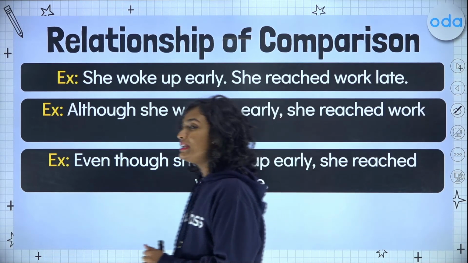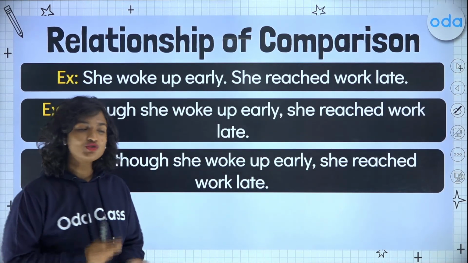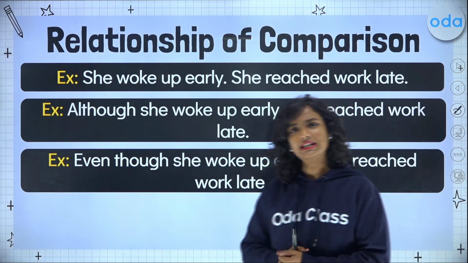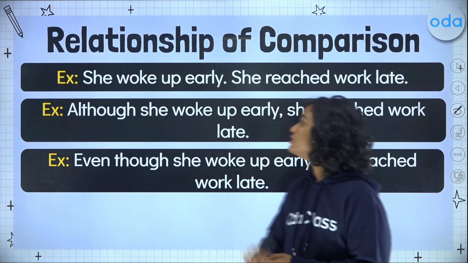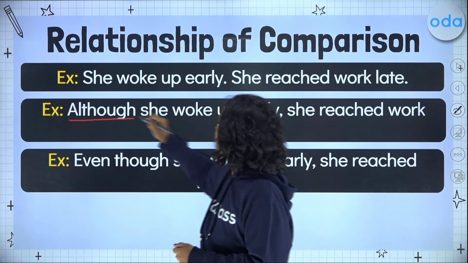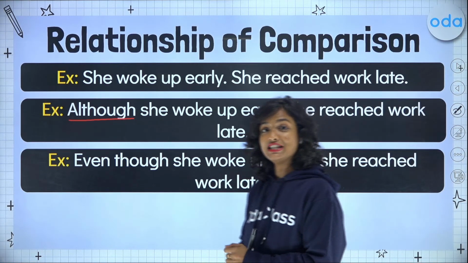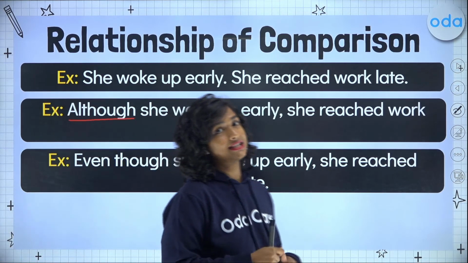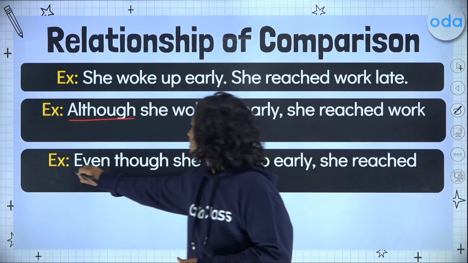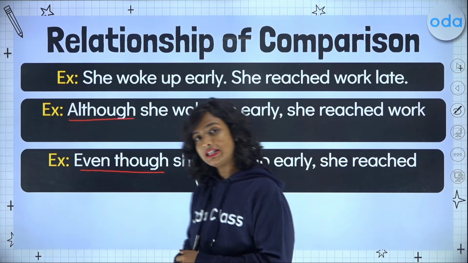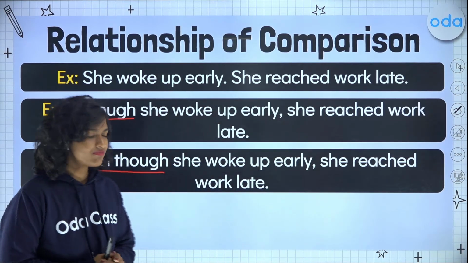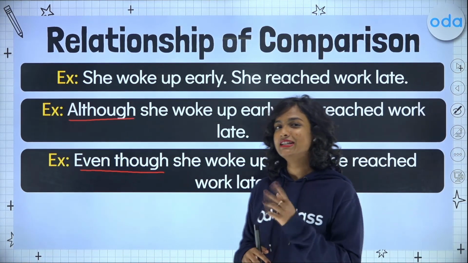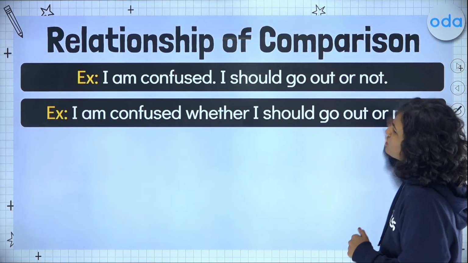She woke up early. She reached work late. So you see here slightly contrasting ideas. You would expect that if she woke up early, she would reach work on time. But no. So we say, although she woke up early, she reached work late. So here there's a comparison and there's also a contrast at the same time. Another example, even though she woke up early, she reached work late. So you see here, students, there is a comparison and a little bit of a contrast being made in this example.